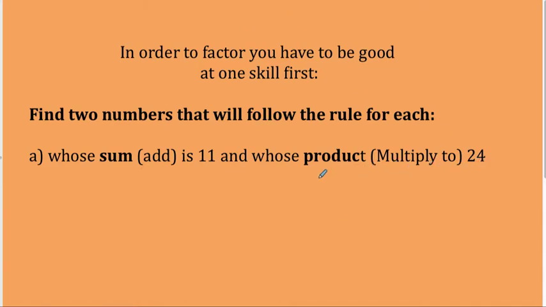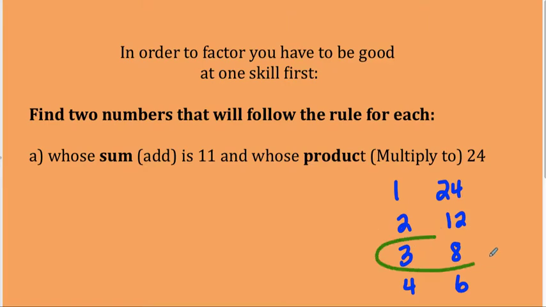Now, you always want to start with the product because we can list the factors. So if I'm looking for the factors of 24, I start in order. I go 1 and 24, 2 and 12, 3 and 8, those are all factors, and then 4 and 6. Those are the factors, the things that multiply to give me 24. Okay, now which one of those add to 11? Well, 8 and 3. So two numbers that follow the rule would be 8 and 3.